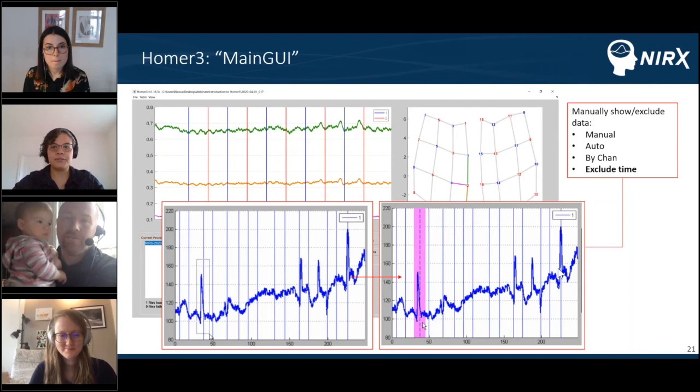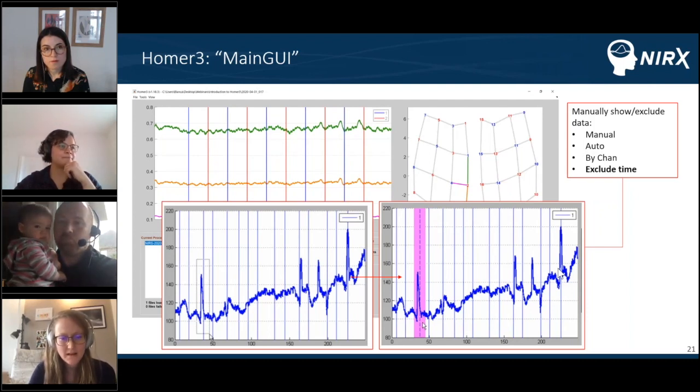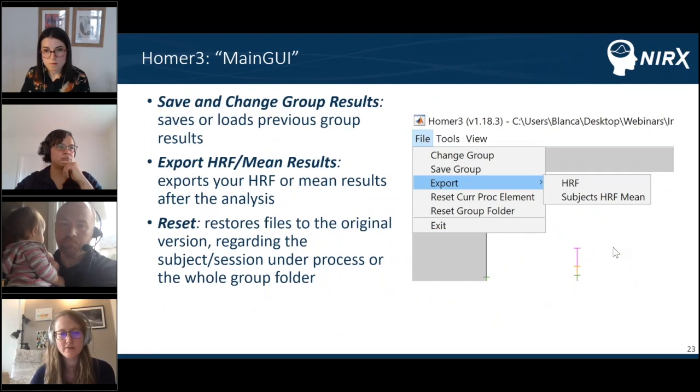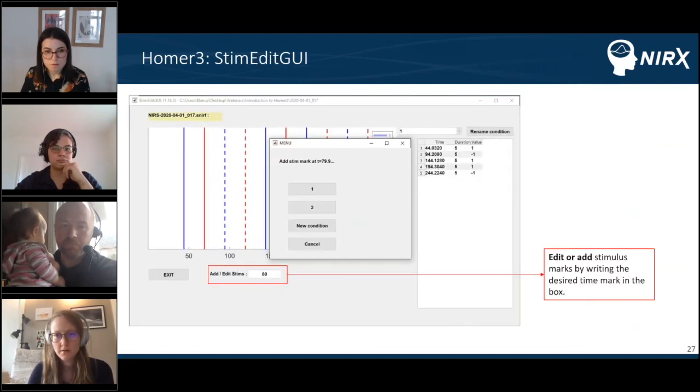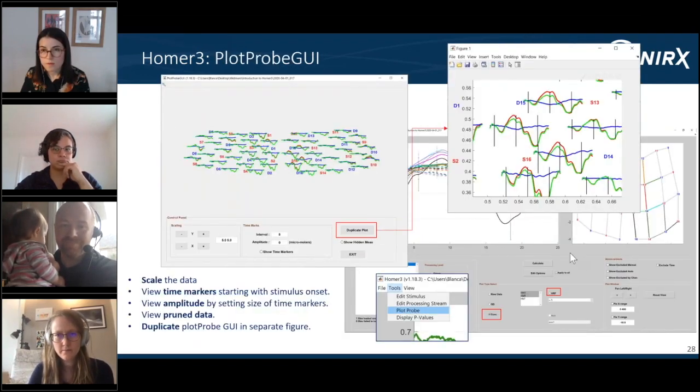Milene, if you'd like to ask the next question. Yes, I will take over. So I have here a question for Blanca. In the probe layout GUI, why does it show all the stimuli if the response it is showing is the averaged block? So here you see the average block for all the channels.